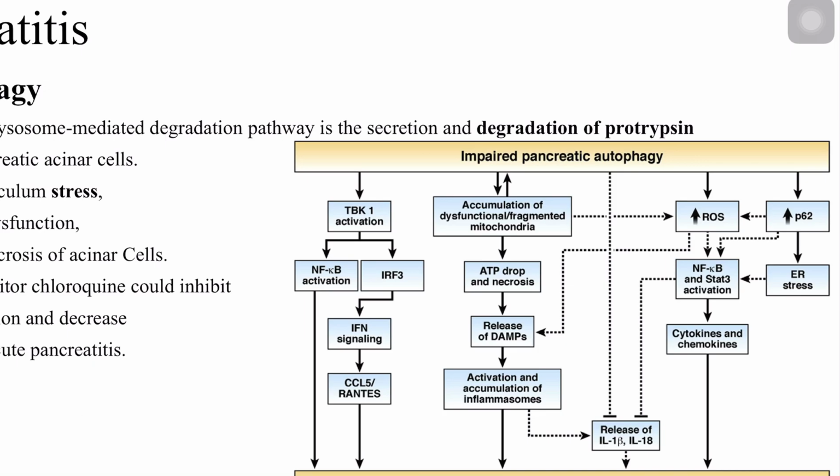The last relation between these two is TBK activation. Again, it can cause NF-kappa B activation. IRF3 will be increased and activated. IFN signaling can start formation, and CCL5 can be activated. In this case, also NF-kappa B can cause inflammation.